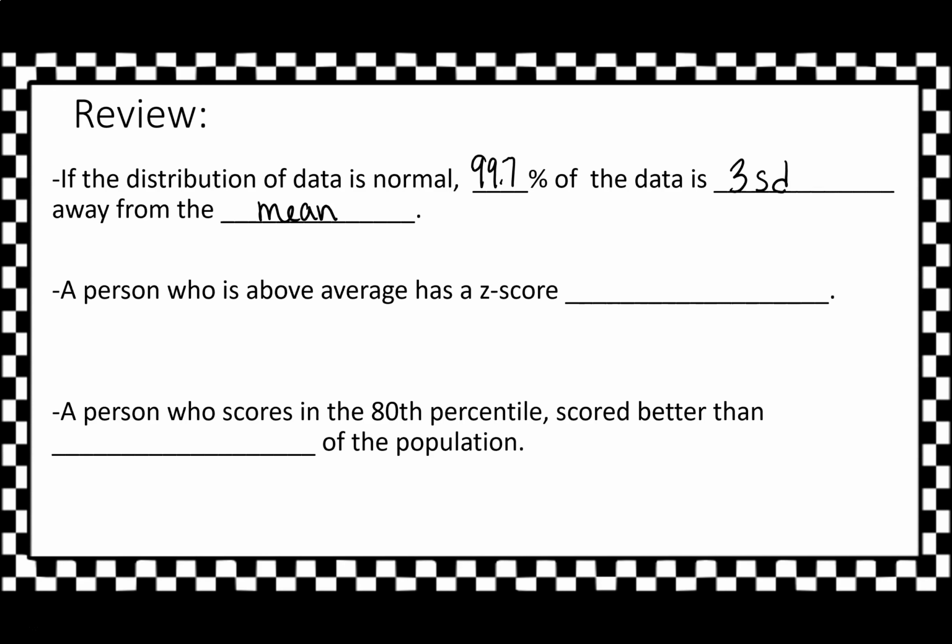All right, a person who is above average has a z-score that is greater than 0. Remember, if you are 0 for a z-score, that's average. If you are less than 0, you are below average. And sometimes that's good, sometimes that's bad. All right. A person who scores in the 80th percentile scored better than what percent of the population? That would be 80%, right?